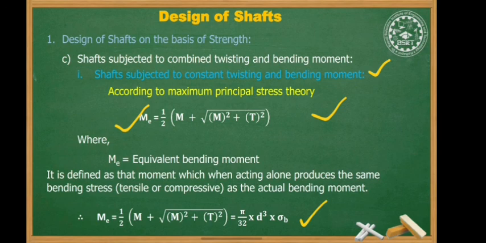Before this, the equation is calculated by using the principal stress theory. There is one proof for this equation, but here I have taken directly one equation, that is Me equals 1 by 2 into bracket M plus under root of M square plus T square. For calculating the diameter of the shaft, you should equate this Me to this equation, that is pi by 32 d cube multiplied by sigma b, and from these two equations you can calculate the diameter of the shaft.